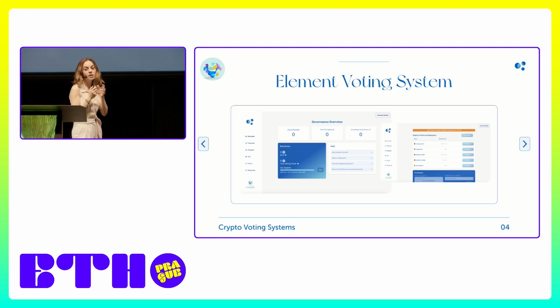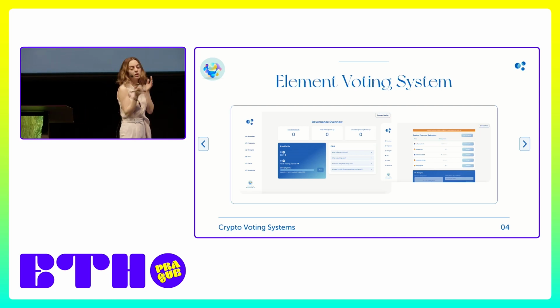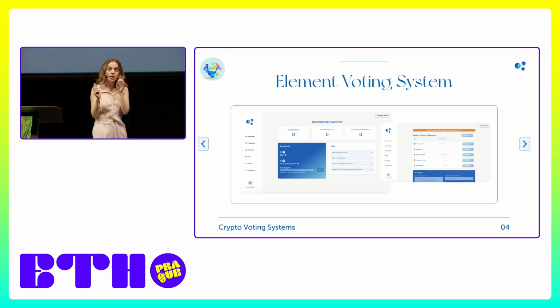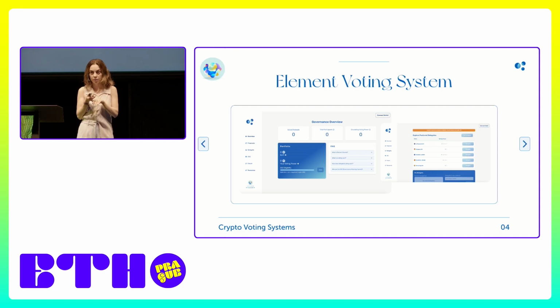So now I'm going to go into Element's voting system. Why I think Element's voting system was really unique is because we made a lot of intentional decisions to remove information that is traditionally displayed on governance UIs. One example of that was we specifically made our delegates not featured by voting power and randomized them.